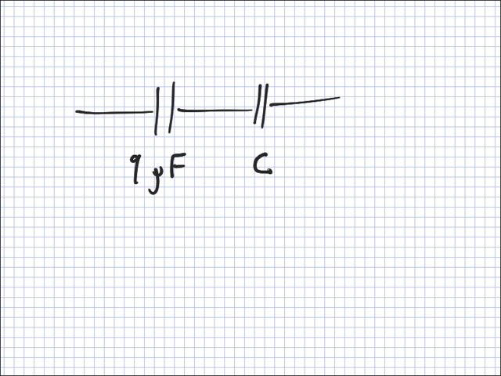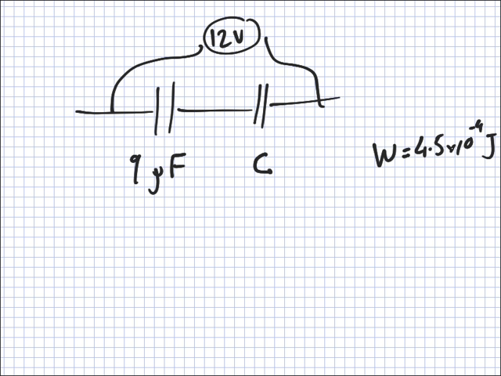When a second capacitor is connected in series with the 9 microfarad capacitor, did you draw it in parallel? Yeah, that's correct. The voltage here is 12 volts. The second capacitor is in series with the 9 capacitor, and the capacitor combination is charged to 12 volts, and the total energy is 4.5 times 10 to the minus 4. What's the C? Now that's kind of hard.